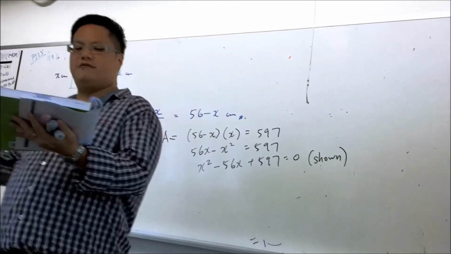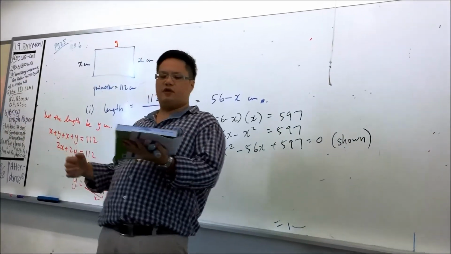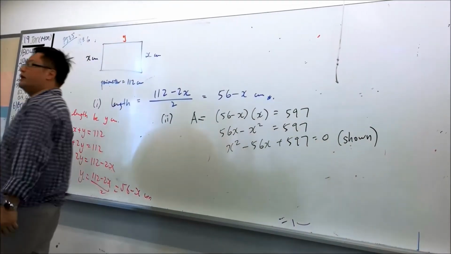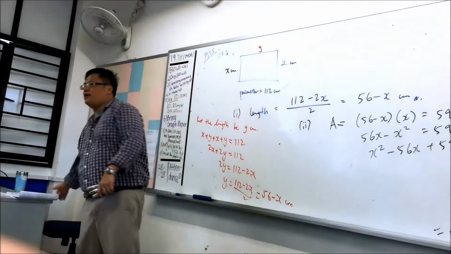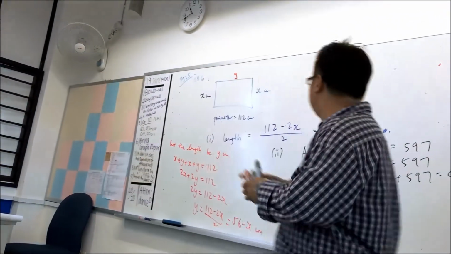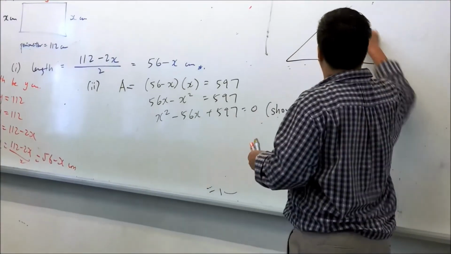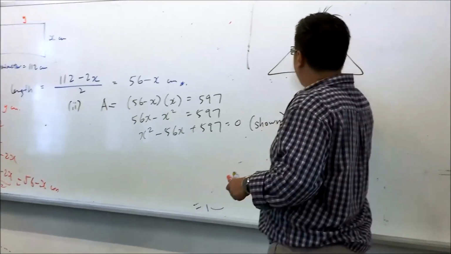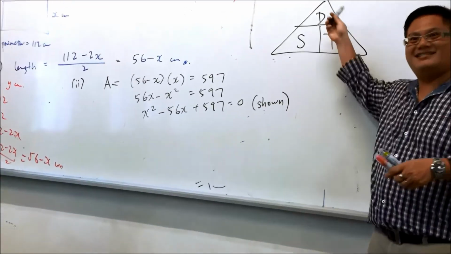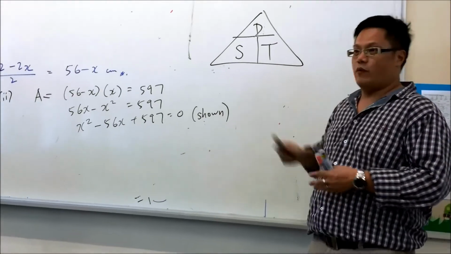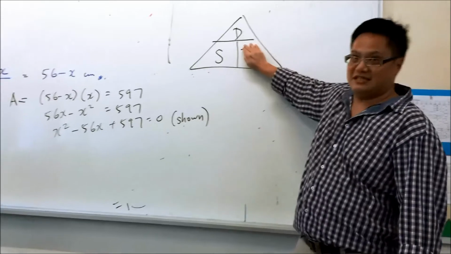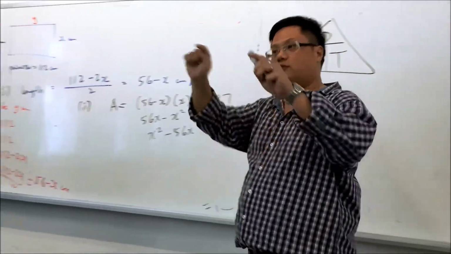Write down an expression for Rui Feng. Part 2 says, given that Rui Feng completed the race 40 minutes earlier, formulate an equation and show that it reduces to the following. For you to do this question, there's one triangle that must come to your mind. You learned this in primary school. Do you all remember this triangle? This is your distance, speed, and time. When you want to find distance, cover it: speed times time. When you want to find time, distance divided by speed. So use this triangle to help you with this question.